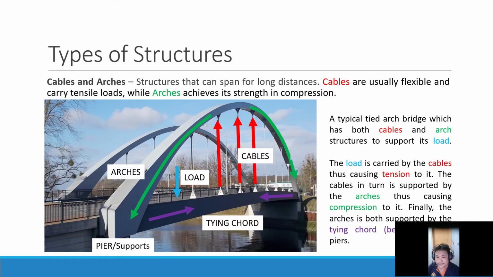Now, example of this is the tied arc bridge. This is a typical tied arc bridge. Meron siyang cable at saka arc para suportahan ang load niya. So, explain ko dito kung paano to siya nangyayari. We have a load. Siyempre itong load na ito, dito yan siya sa bridge, o dito yan siya sa girder ng bridge, susuportahan.